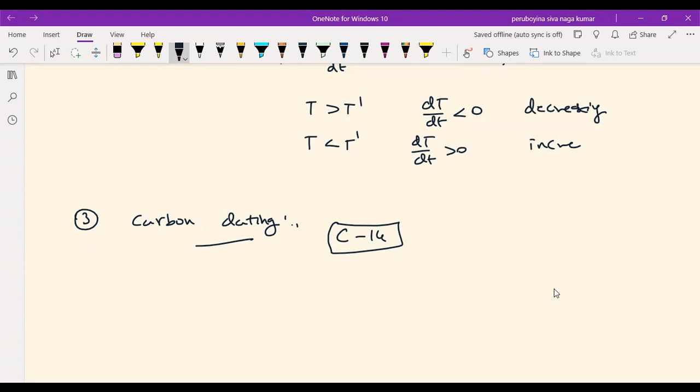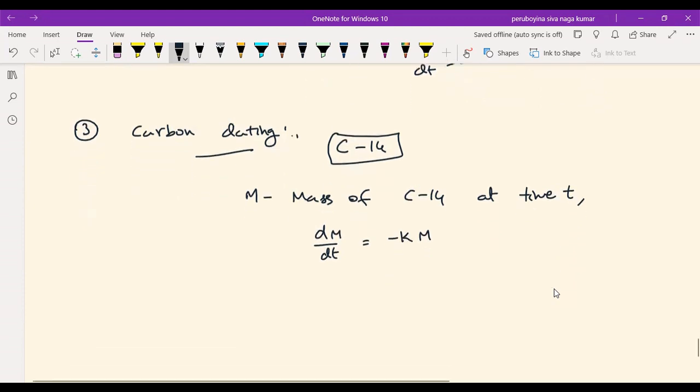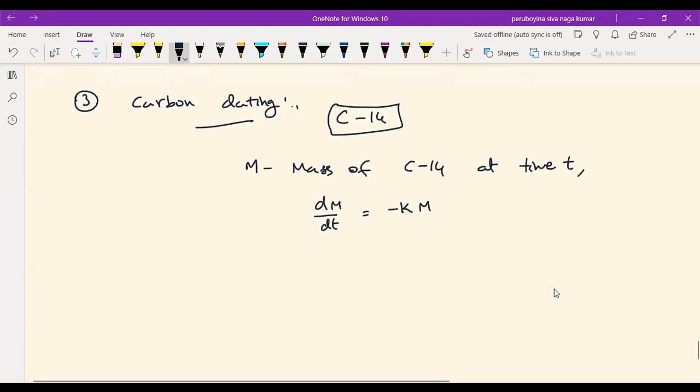So let M be the mass of C14 at a time t. Then dM by dt is equal to minus kM. Okay, we will solve this differential equation. dM by M is equal to minus k into dt, and we will integrate on both sides. So therefore, we know that log M is equal to minus kt plus c.